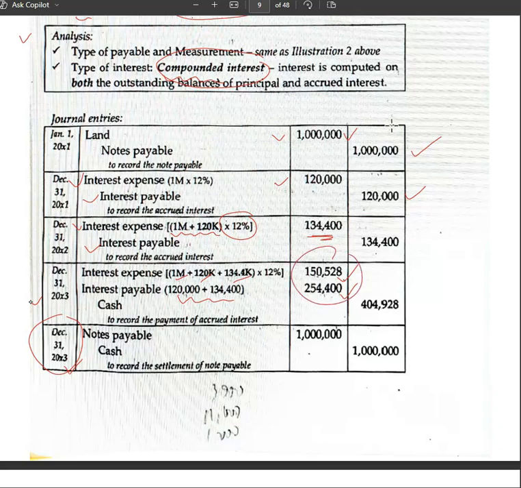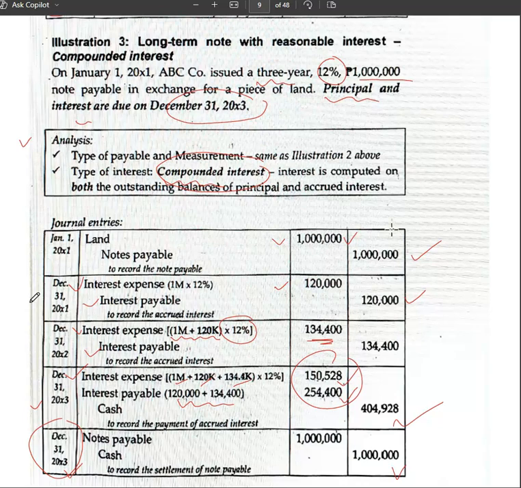Why do we have this account interest expense instead of interest payable? Because that's a new interest for the third year. So therefore, it's not yet accrued as of the last second year. So it has to be charged directly to interest expense. Well, that's the approach used by this book. Okay, and get the total of that. This is 404,928. And then the second entry is the payment for the principal. And that's it. The only difference in this one is there is a compounded computed interest, but the rest of the concepts that we applied earlier in illustration 2 are the same.